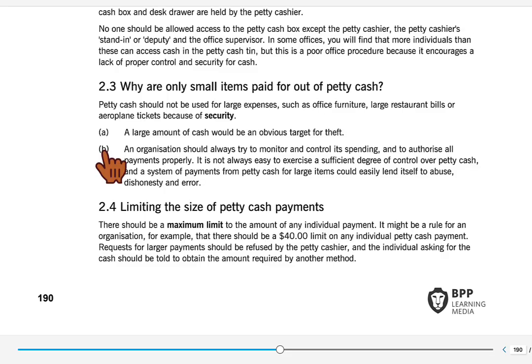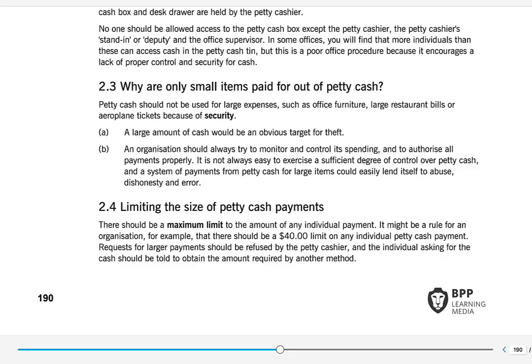Reason 2. The business must monitor spending and control payments properly. Large payments must be controlled more carefully. Large payments need proper approval from the right manager, proper documents like invoices and purchase orders, proper checking like making sure the goods were received, proper recording in the accounting system. If we pay large expenses using petty cash, we can bypass these controls, and that causes big problems.